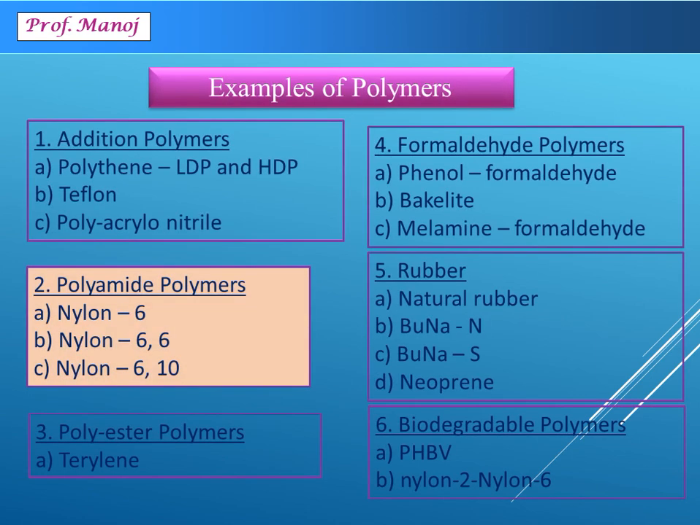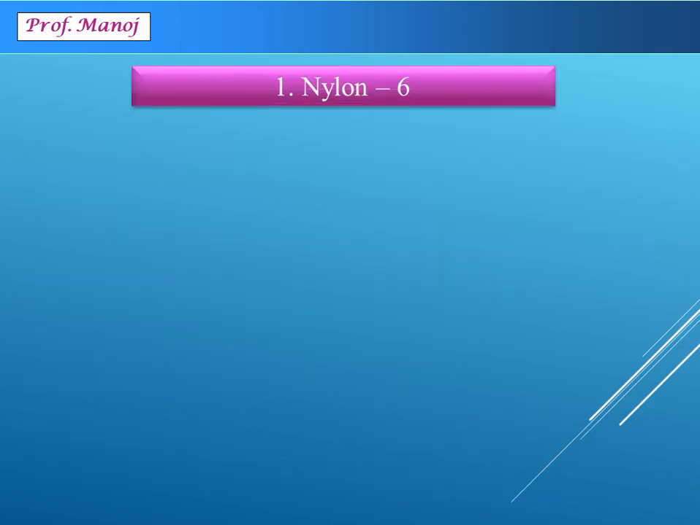After taking the first addition polymers, three examples, now let us go to the second type, that is polyamide polymers. Polyamide polymers contain a common functional group amide, which is CONH. They are collectively known with a name nylon. Let us begin with the study of three nylons: 6, 66 and 610. Our first member to study here is nylon 6.